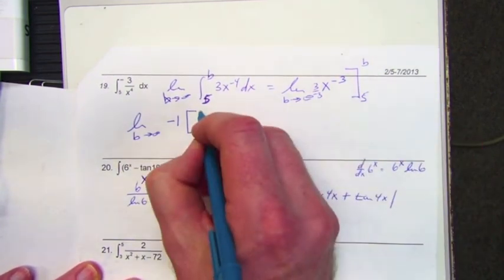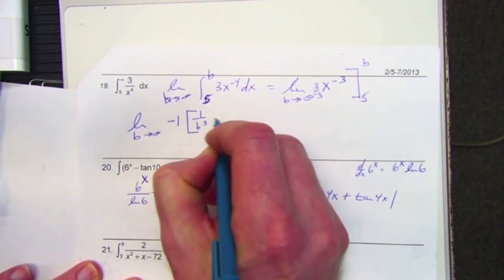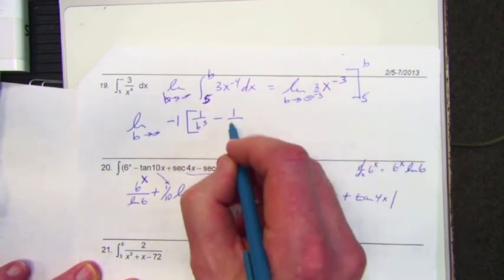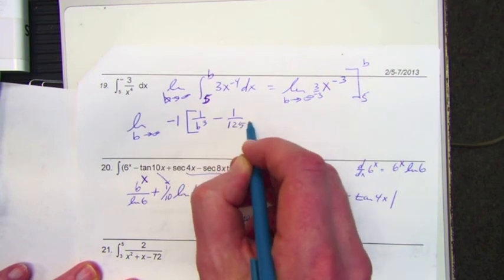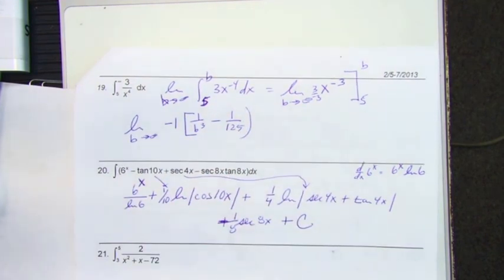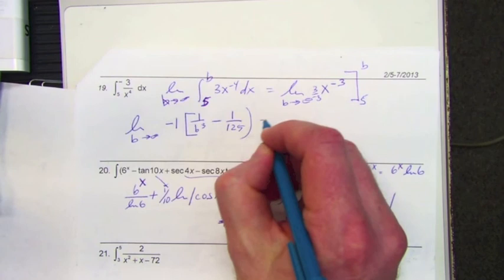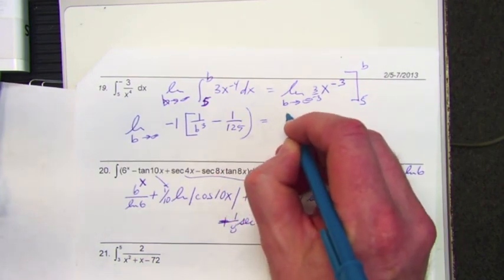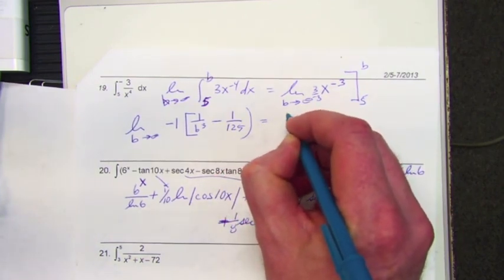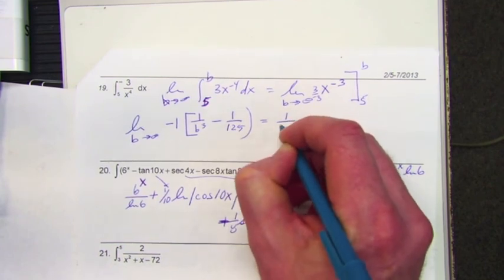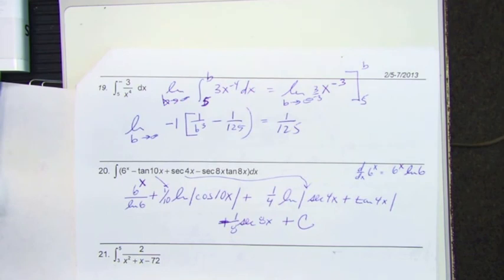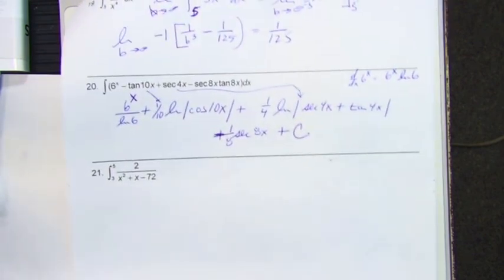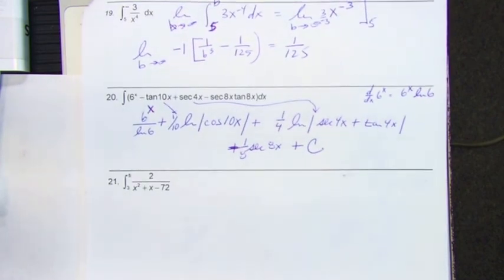And it's now going to be what? 1 over b cubed minus 1 over what? What's 5 to the third power in the bottom? Careful. 125. Make sense? So what does that equal? What number will that equal? As b goes to infinity is going to be 1 over what? 125. Does that make sense to everybody? Okay. All right. And our very last stinking one. Is that an arctan?